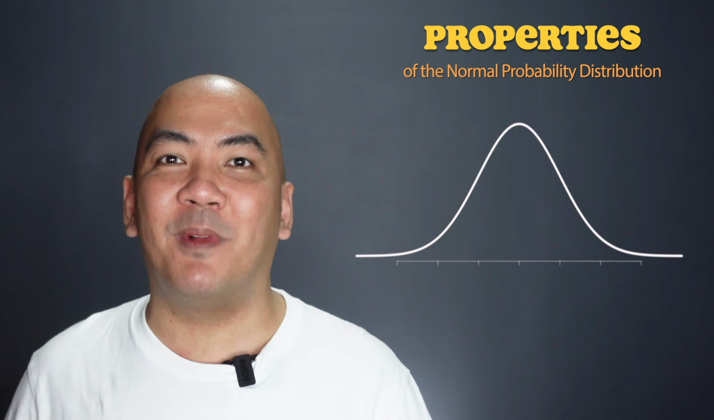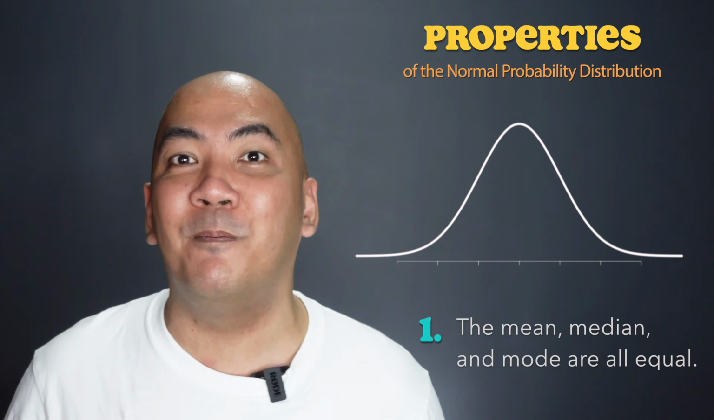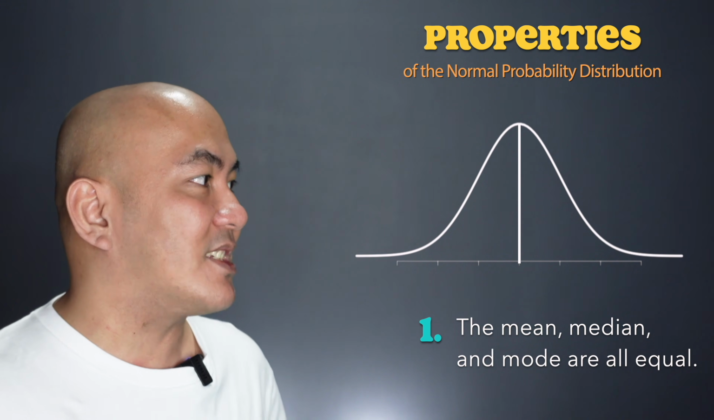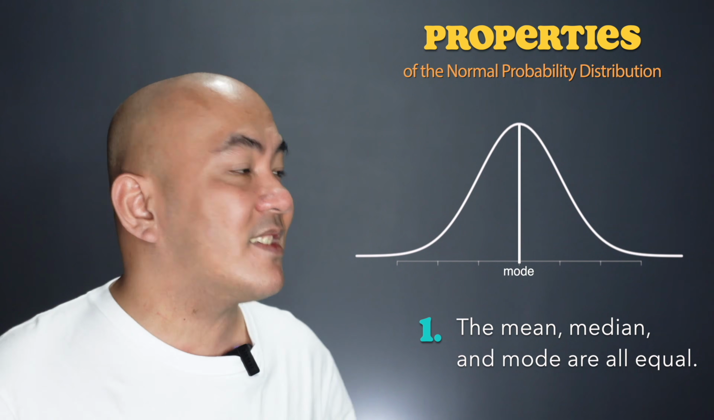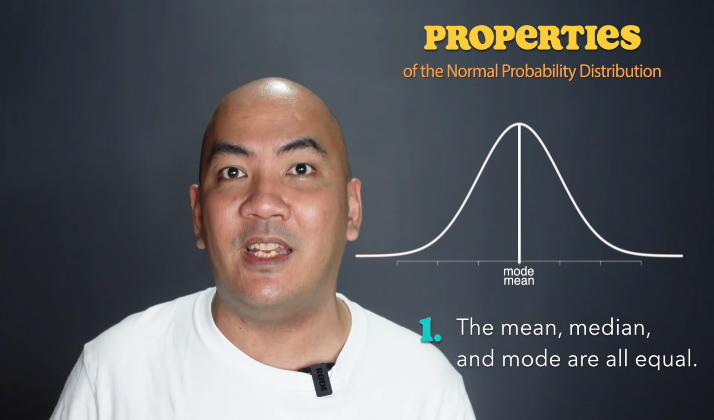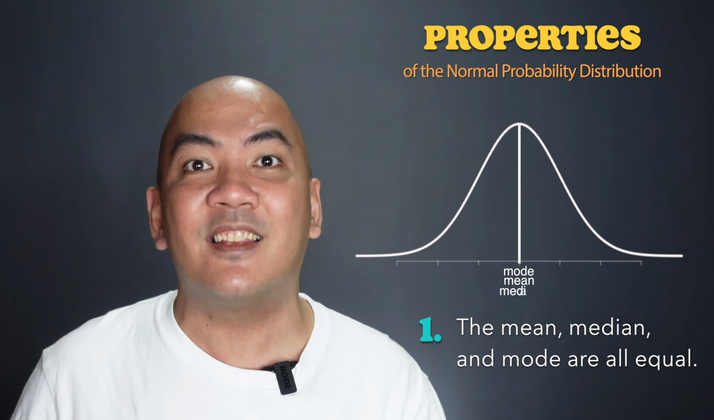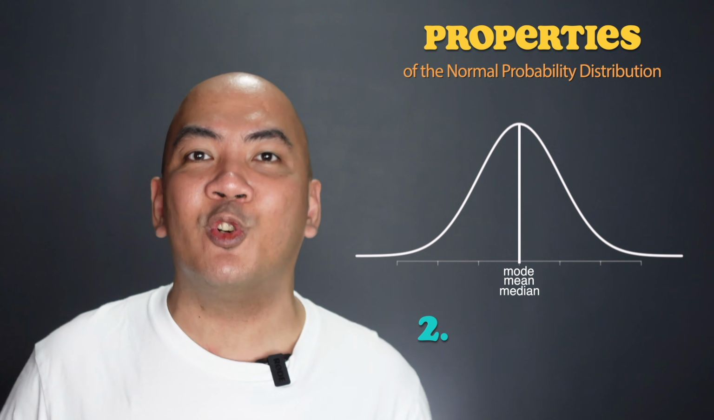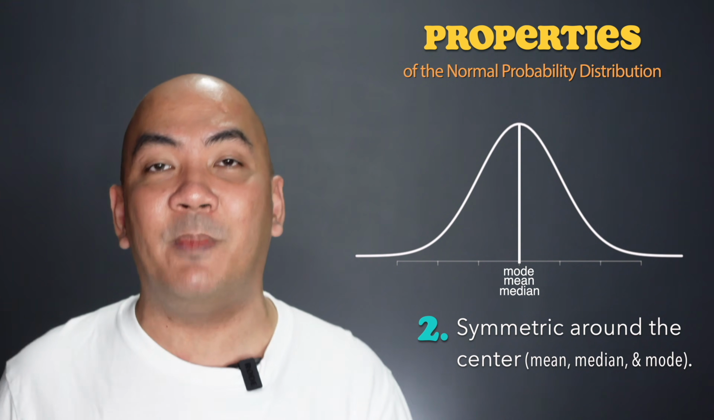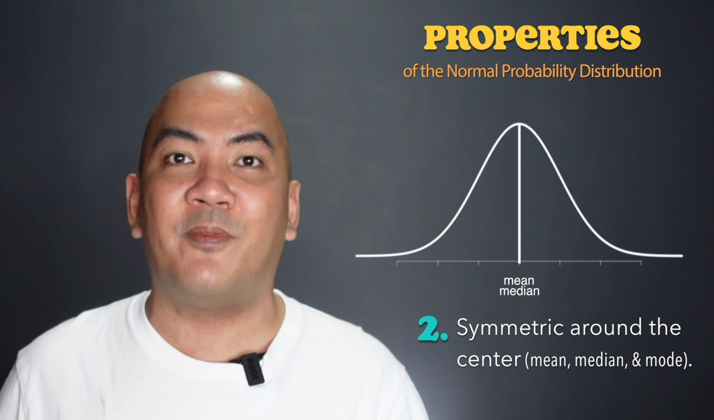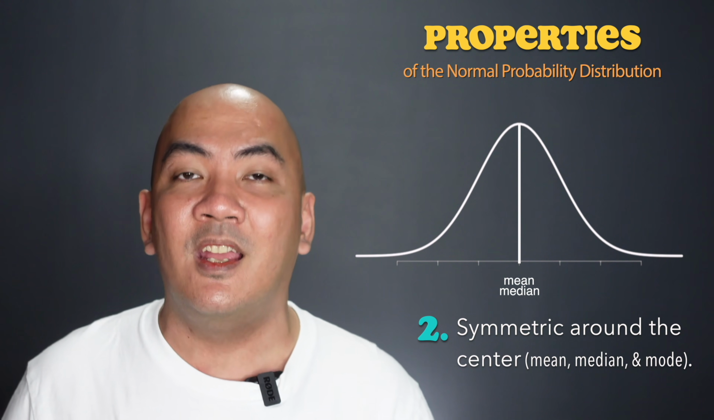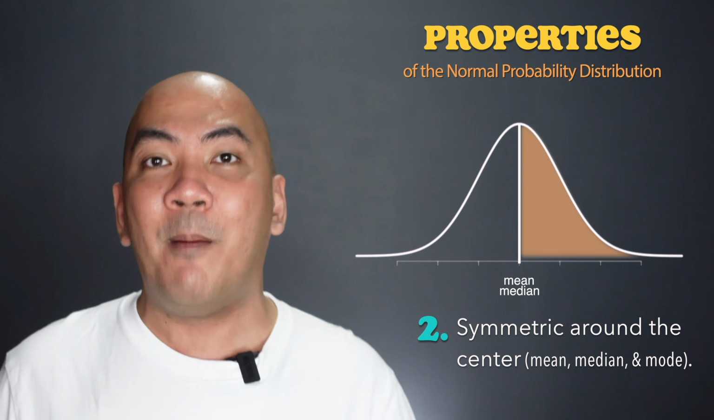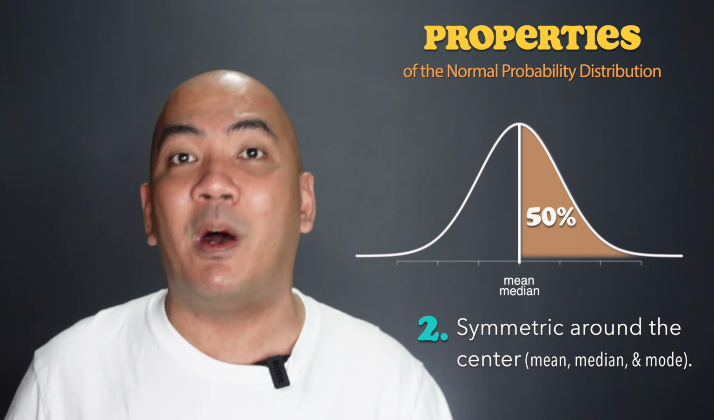The properties of the normal distribution are as follows. First is that the mean, median, and mode are all equal. As we can see in the figure, the one with the highest frequency, which is obviously the mode, is the one in the middle that is assumed to be the mean. And since it is in the middle, then it is also the median. And as we can see in the figure, the normal probability distribution is symmetric around the center, which is the mean, median, and mode. And since the median divides the distribution into 2 equal parts, then the lower 50% of the distribution is below the mean, and the upper 50% of the distribution is above the mean.